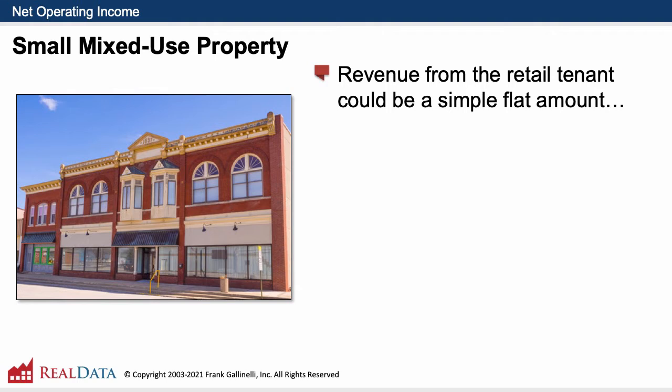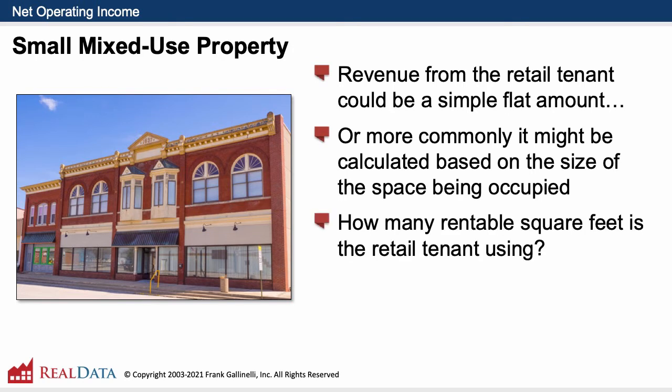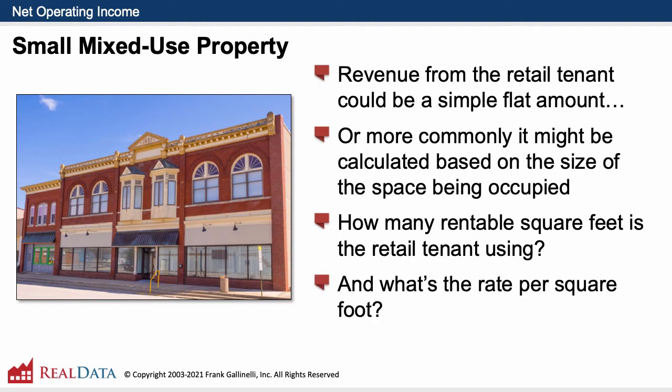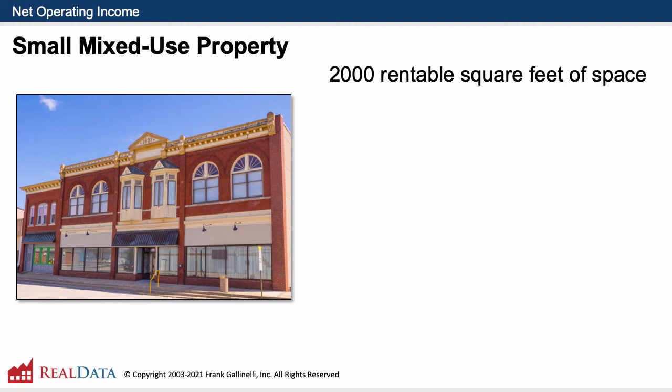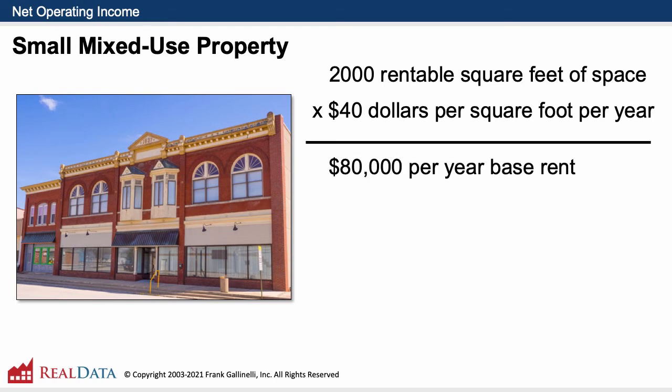Revenue from the retail tenant could be just a simple flat amount, or more commonly it might be calculated based on the size of the space being occupied. Or to put it another way, how many rentable square feet is it that the retail tenant is using, and what's the rate per square foot? Let's say, for example, that they have 2,000 rentable square feet of space and pay $40 per square foot per year as rent. So 2,000 feet times $40 per foot means they have a base rent of $80,000 per year.